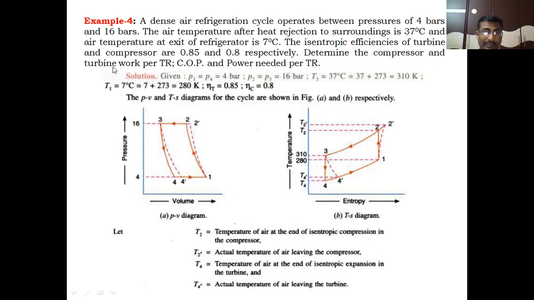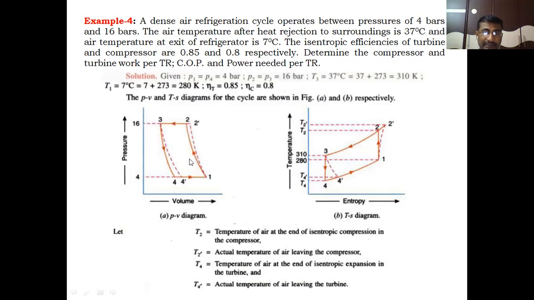Determine the compressor and turbine work per ton of refrigeration. What is the work consumed by the compressor, and the work produced by the turbine, for every ton of refrigeration, and also the power needed per ton of refrigeration? What is the net power needed by the cycle or the system per ton of refrigeration?